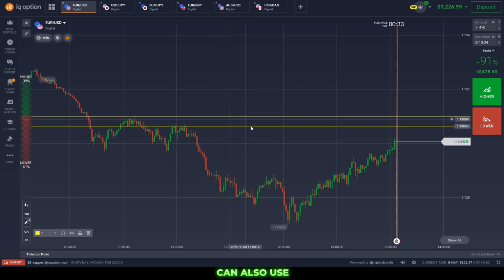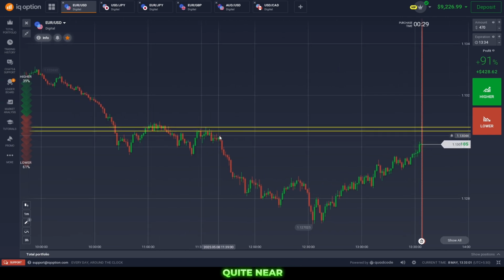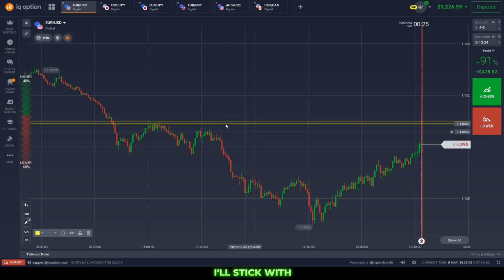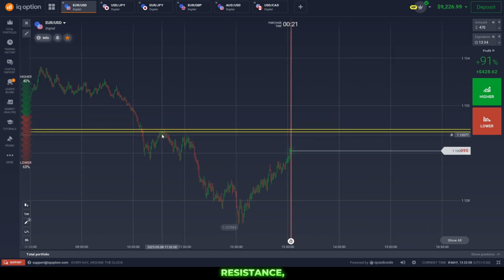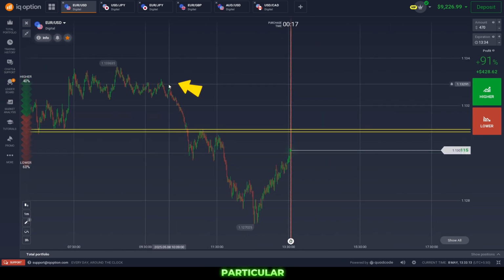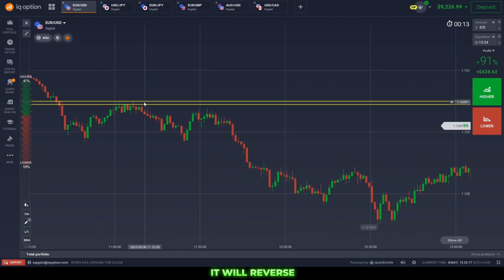You can also use this level, but as you can see, these two levels are quite near. So to avoid any confusion, I'll stick with this extreme resistance, as after this resistance, we don't have any clear resistance until this particular level. So I'm expecting if the price wants to reverse, it will reverse from this particular zone.